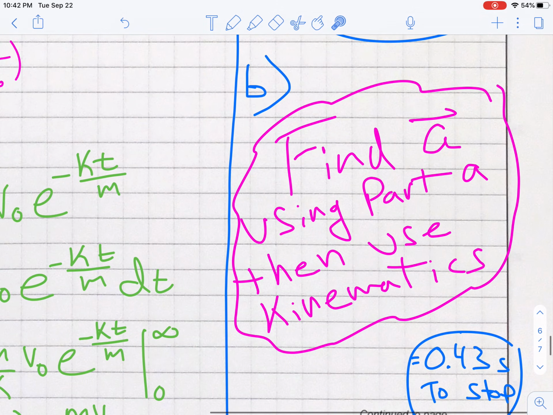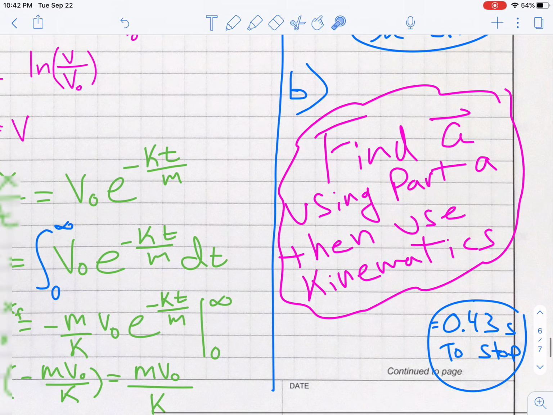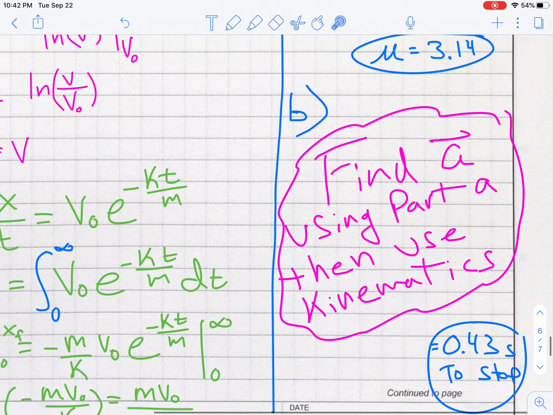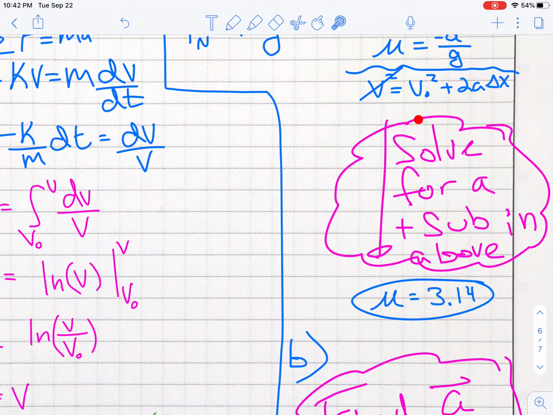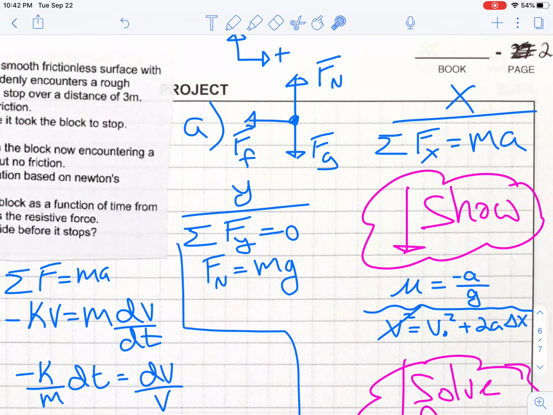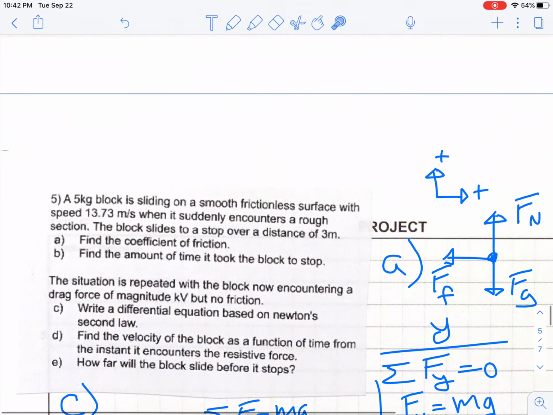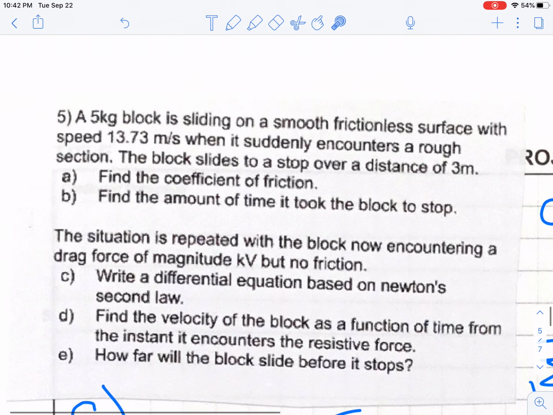All right, so you're filling in this part on your own. You did that on your own. In parts C, D, and E, you're going to write a differential equation based on Newton's second law, find the velocity as a function of time, and then find how far the block slides before it stops.